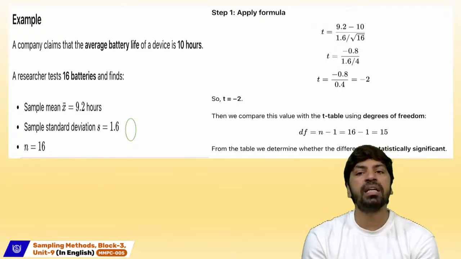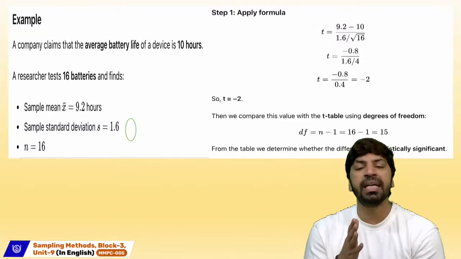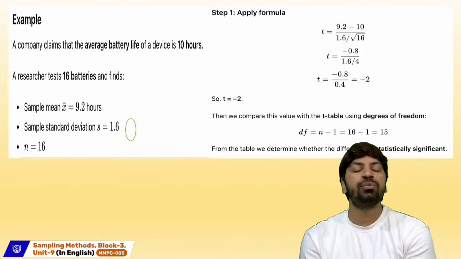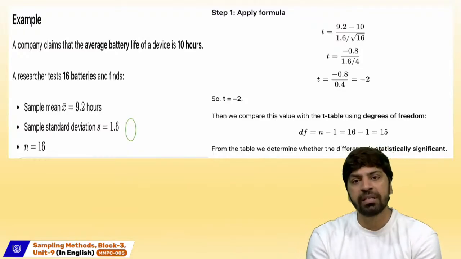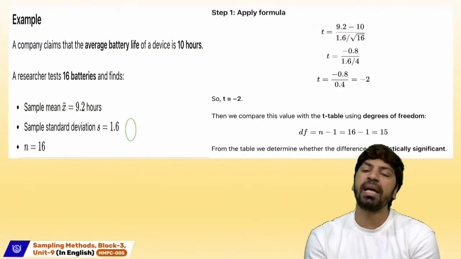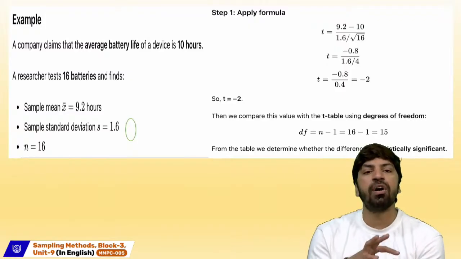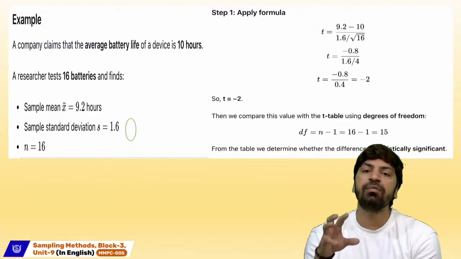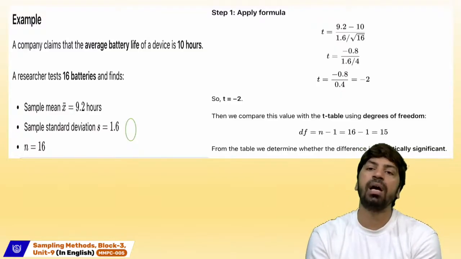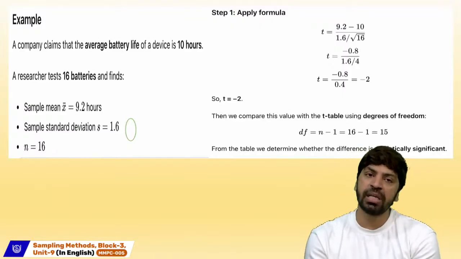Now the next step is to compare the value with the t distribution table using the degree of freedom. So what is the formula to calculate the degree of freedom? It is equal to n minus 1. Since the information is not given in rows and columns, the degree of freedom is calculated using the formula n minus 1. Here n is 16, 16 minus 1 gives 15.